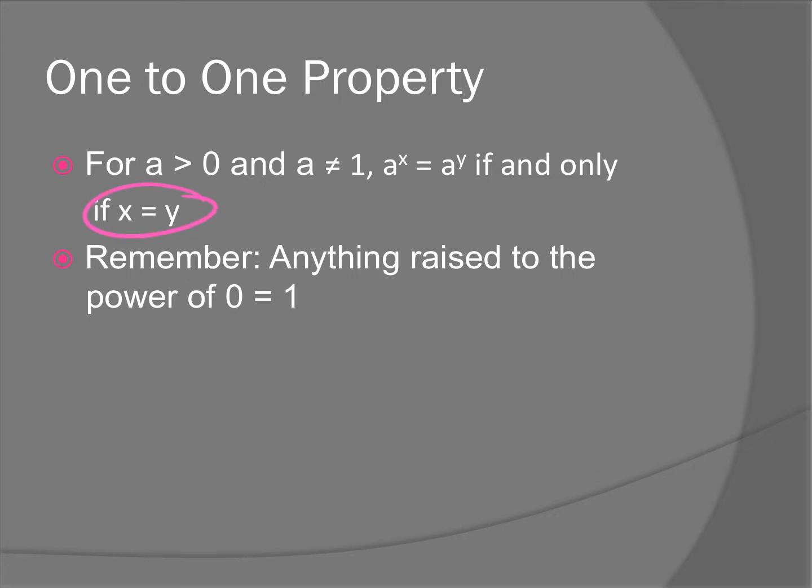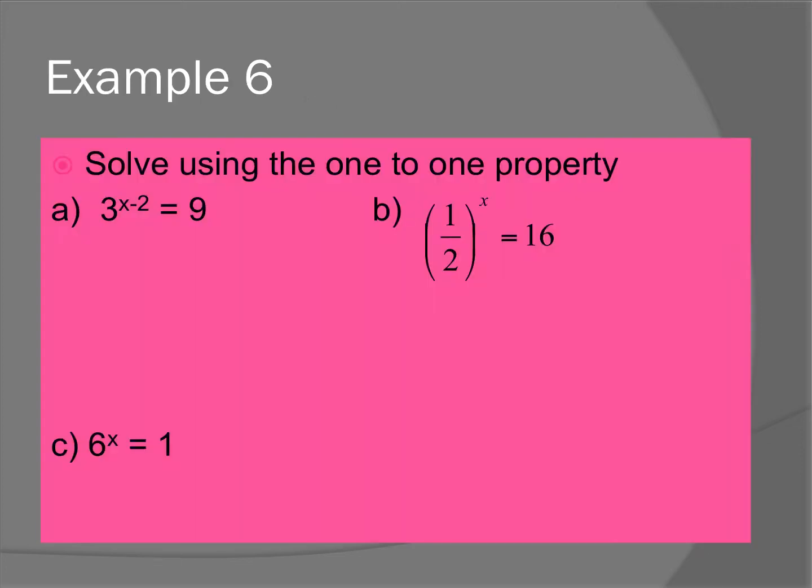We'll do some examples where we actually put numbers, and this will make more sense. But if our bases are the same, we can just cross out the bases and set the exponents equal to each other. And don't forget, anything raised to the power of 0 is 1. So if I had 5 to the power of 0, what would that be? 1. Thank you for paying attention.